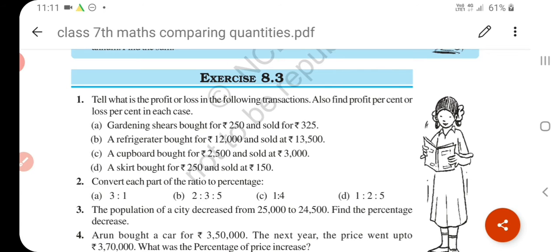Okay, understand? And then we learn the formula for simple interest. In simple interest, the principal amount, what is the principal amount? So what do we call the principal?